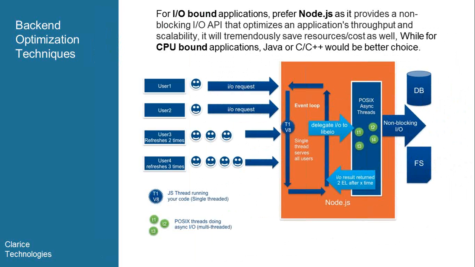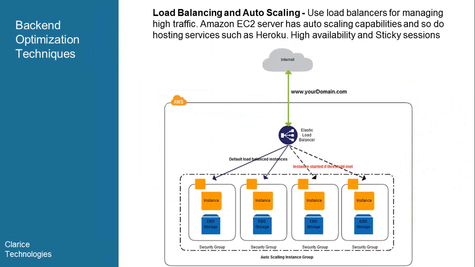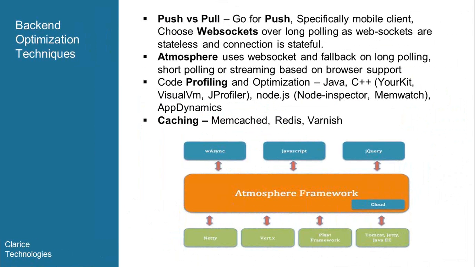When it comes to load balancing and auto scaling, Amazon does a great job there. We can have elastic load balancers with auto scaling. It gives high availability and sticky sessions. It will spin up instances based on the threshold defined. So again, there are various backend solutions available out there. We have to make the right choice based on the requirements that we have.